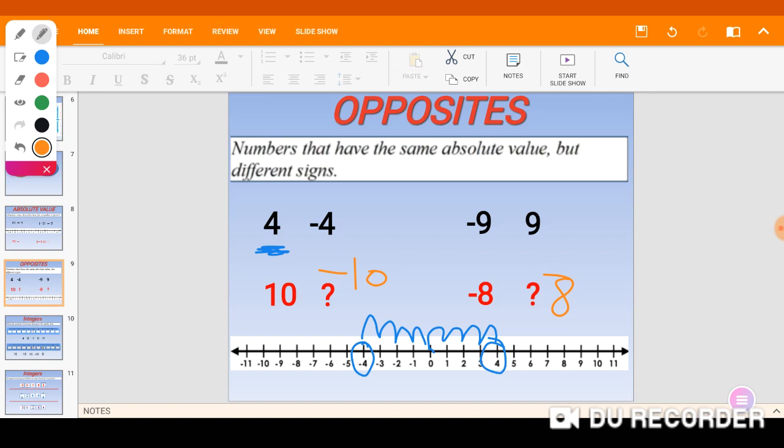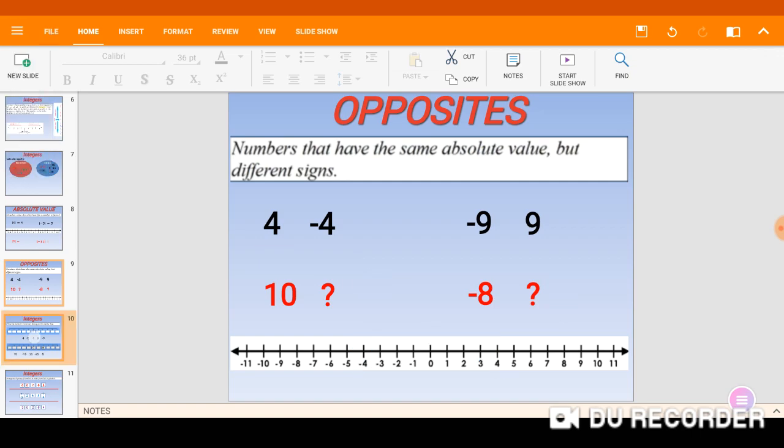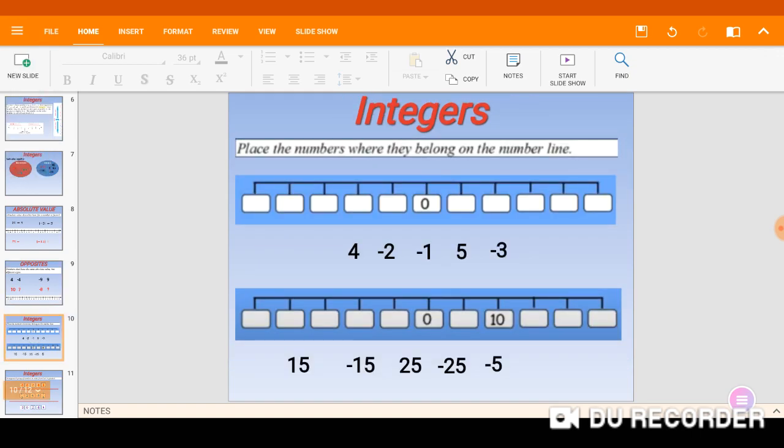Okay, we have finished the definitions of the lesson. Now we will just take some quizzes and some problems and solve them. Now, if I have a number line like here, place the numbers where they belong on the number line. As we see, we don't have any numbers on the number line except 0. So we'll start from 0.